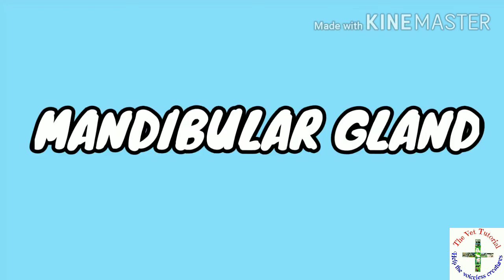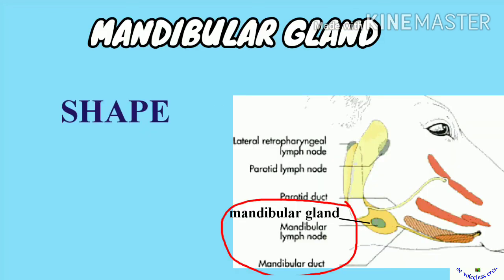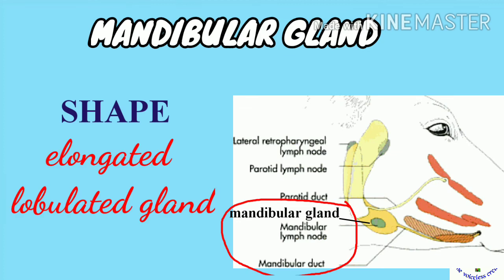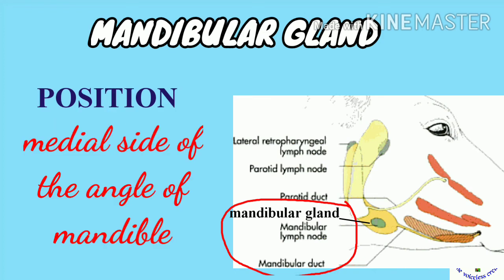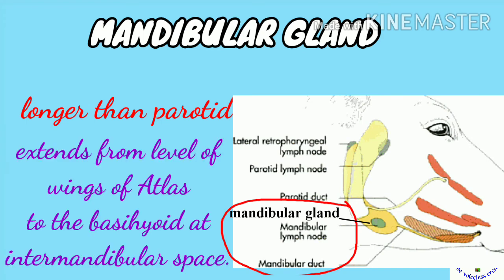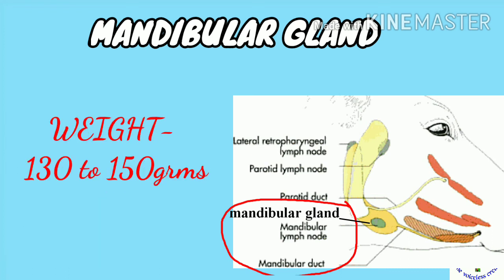Then let's study about the mandibular gland. Its shape is elongated lobulated gland and its color is pale yellow. It is situated along the medial side of the angle of mandible. It is longer than parotid and extends from the level of the wings of atlas to the basihyoid at the intermandibular space. Its weight is about 130 to 150 grams.